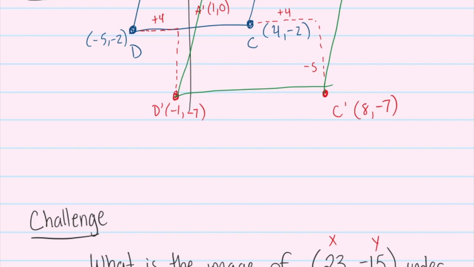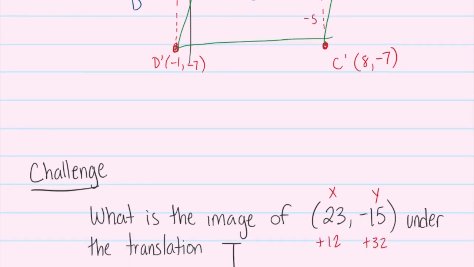23 plus 12 is 35. That's a -15. That's a +32. Add them together, and that's a 17, which will make that my new point. This is my original point on the graph. This will be my new copy, my new ending point on that graph.